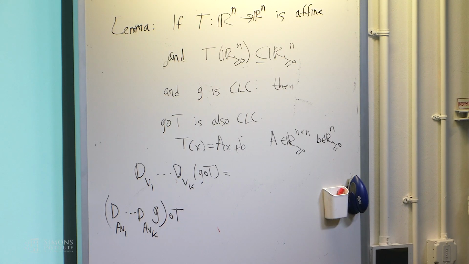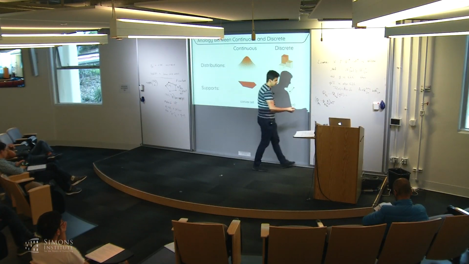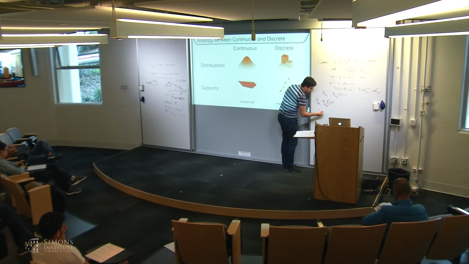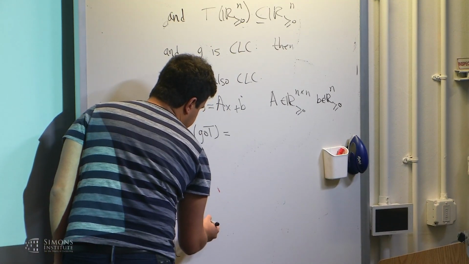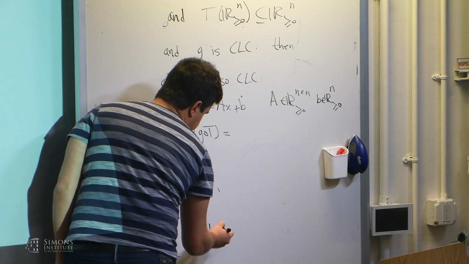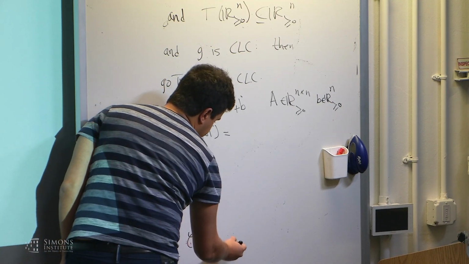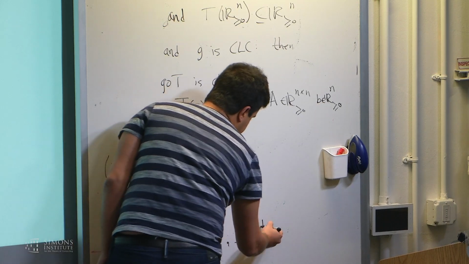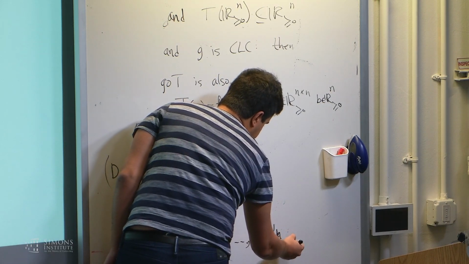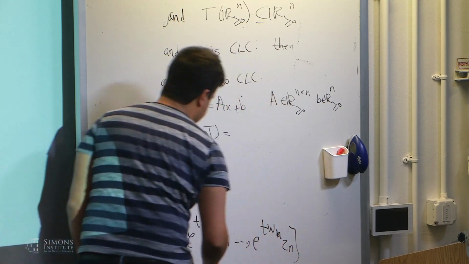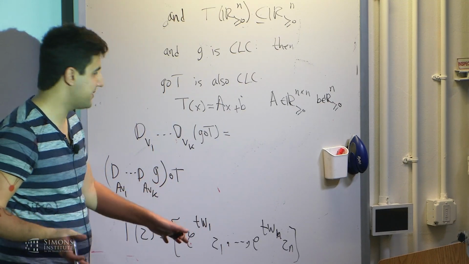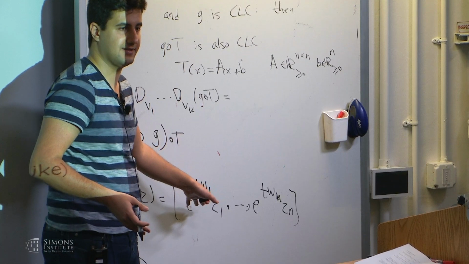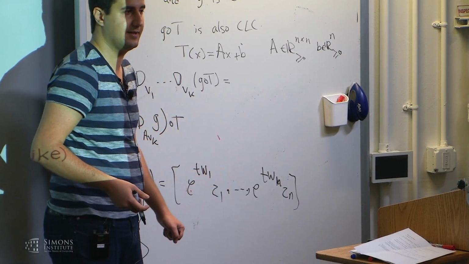Now, how do I use that to prove this? I'm going to apply basically a simple transformation. I'm going to apply, so T of Z is going to be, so let's call it this one. So I'm going to just multiply each variable by some number. Okay. So these numbers, I've represented them in a funny way as e to the tw1 up to e to the twn. What's the point of this?